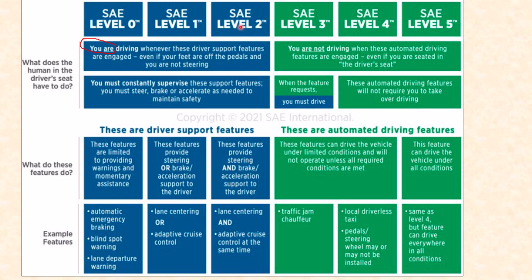Now when it comes to SAE level 2, these features provide steering and brake/acceleration support to the driver, and here the most important word is "and". It provides both steering and brake/acceleration, or in other words, both the longitudinal and the lateral control, both the x direction and the y direction. So if our vehicle is certified as level 2 ADAS, it has both lane centering and adaptive cruise control at the same time.